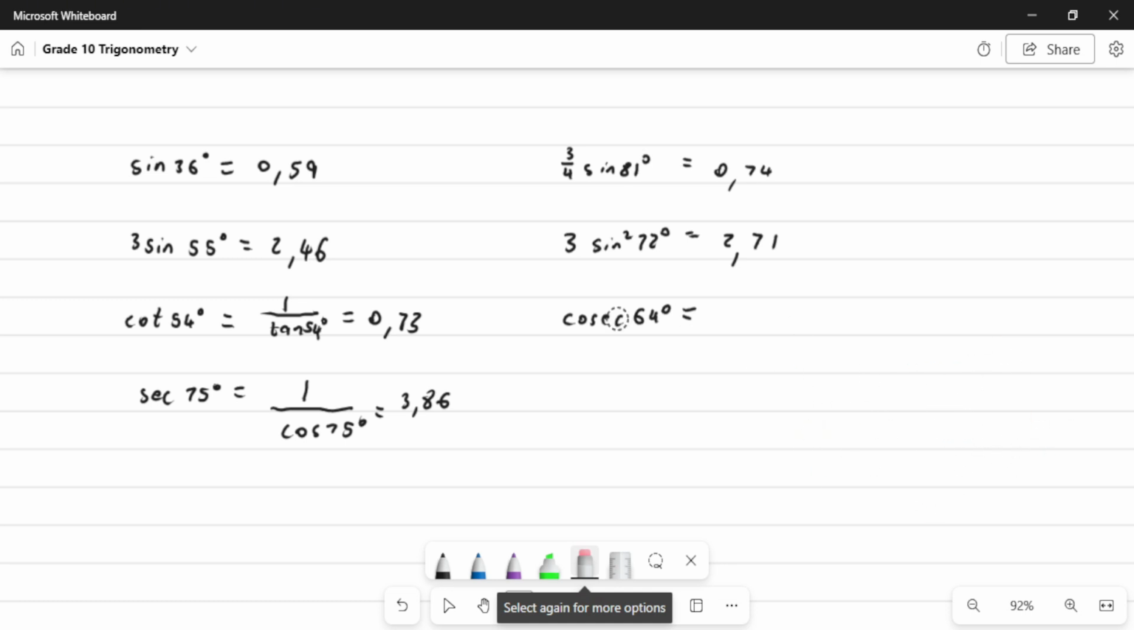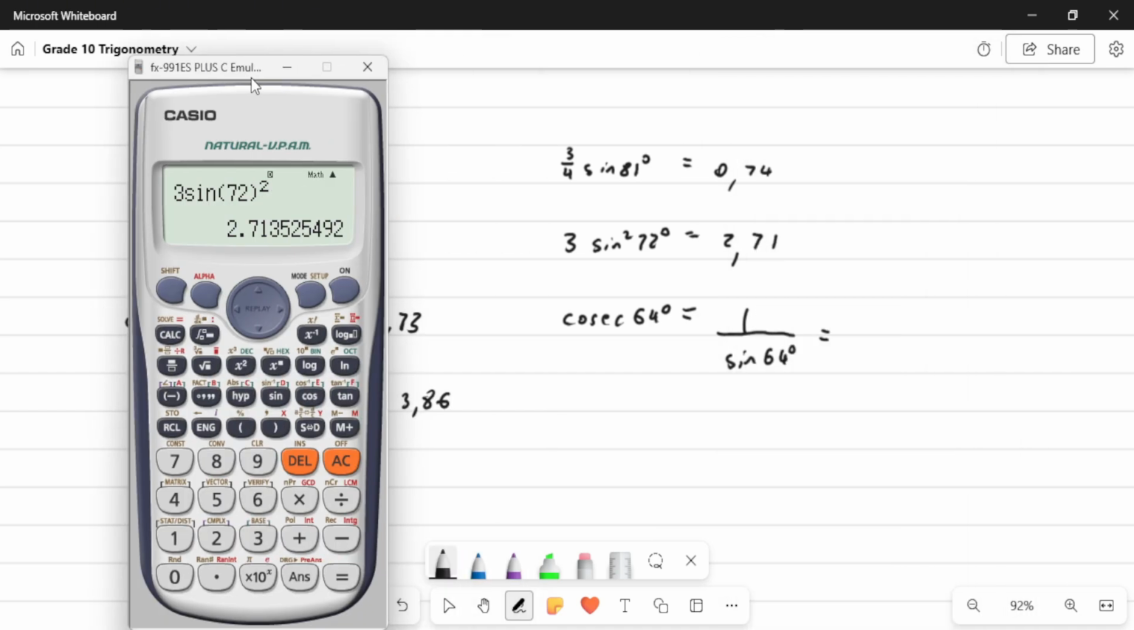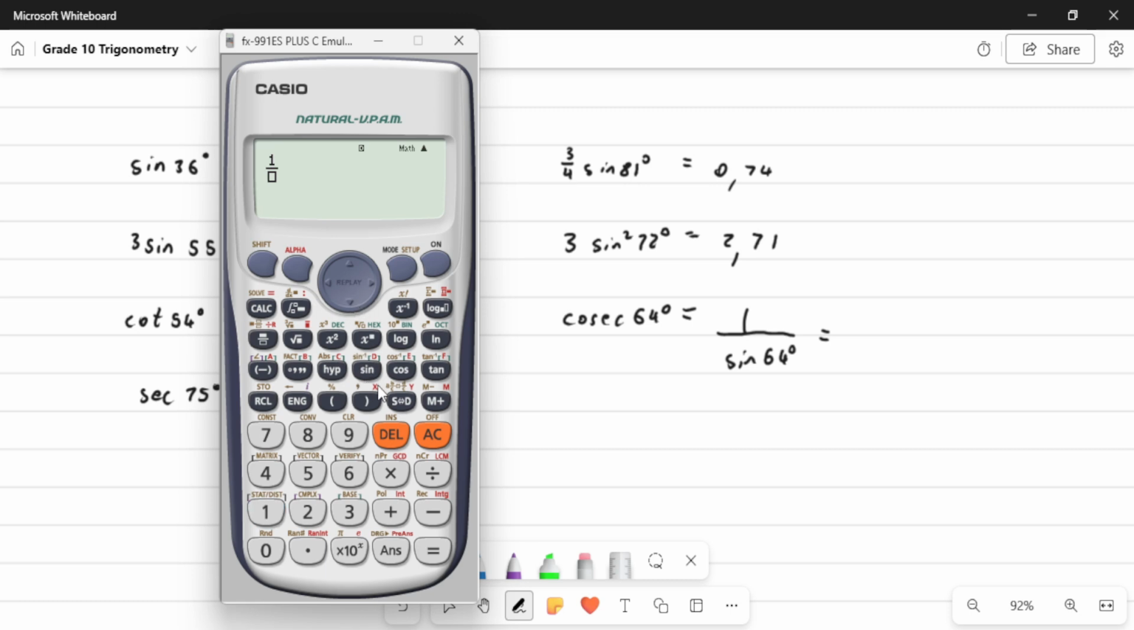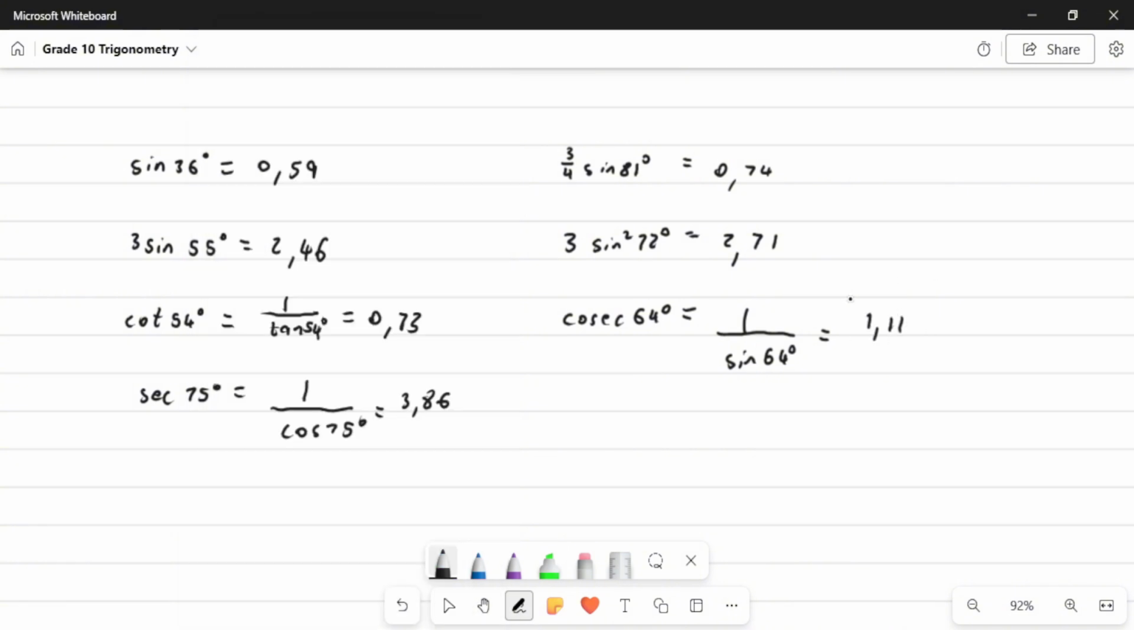Right, here we have cosec of 64. Look at the third letter. What does it tell you? It's S. So the third letter tells you that the reciprocal of cosec is sine. So this is equivalent to 1 over sine of 64 degrees. And therefore we have 1,11. That's the answer there.